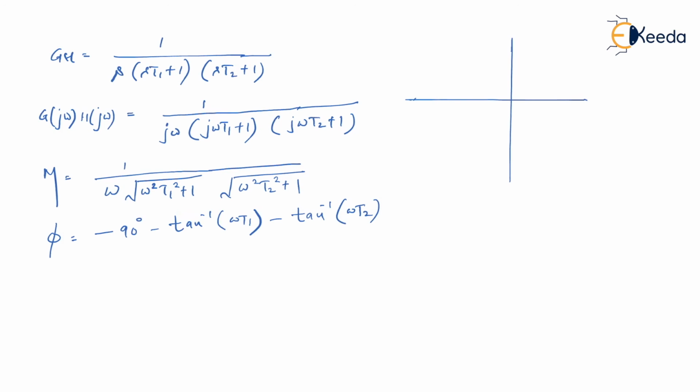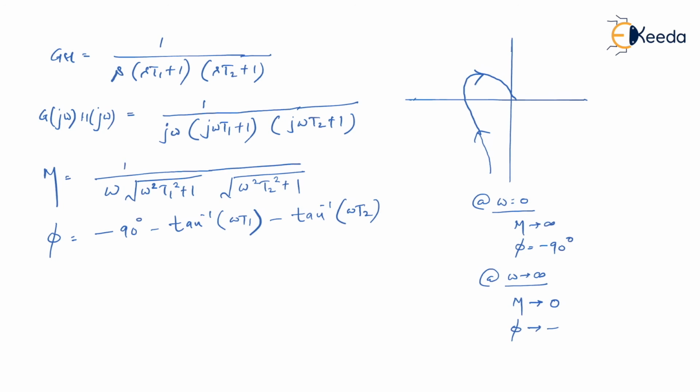What I'm giving over here is the final solution. So this kind of polar plot you must get. Let me tell you, at omega equal to 0, magnitude is infinity and the phase angle is minus 90 degree, and at omega tends to infinity, magnitude is 0 and phase angle came out to be minus 270 degree. So these are the values you need to cross check.